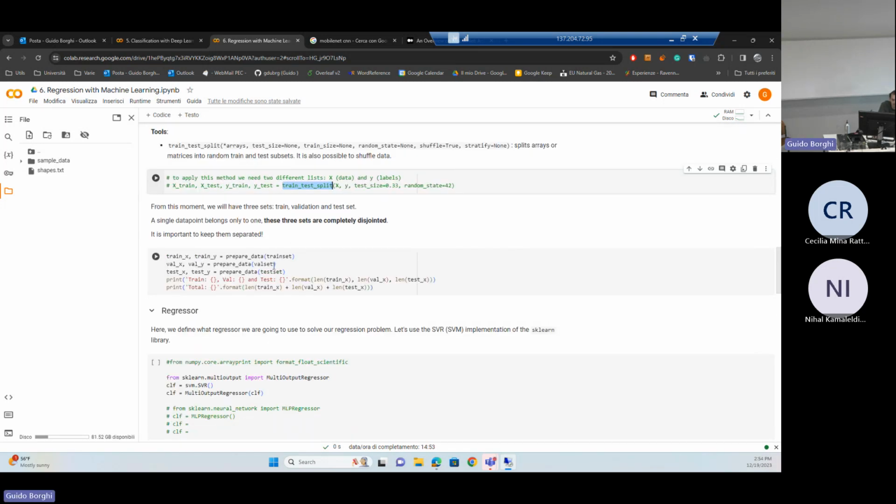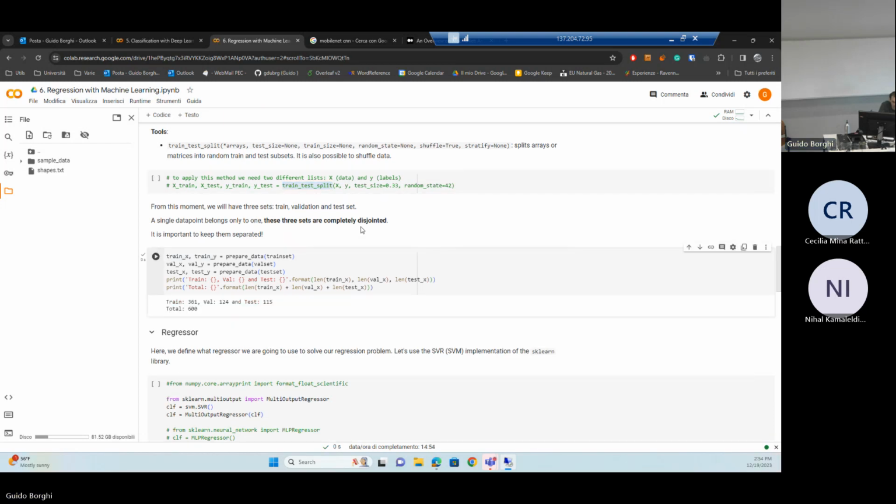Now it's time to prepare data. Remember that the prepare data function returns a list of X training coordinates and labels. And as you can see here, we have 361 samples in the training set, about 100 in the validation, and in the test set, for a total of 600, since we have excluded the triangles from our computation.